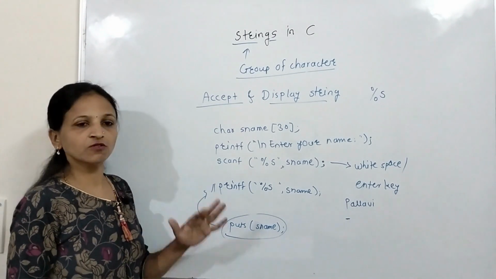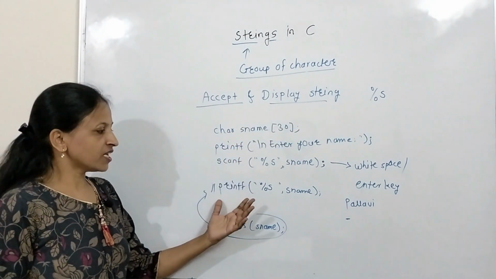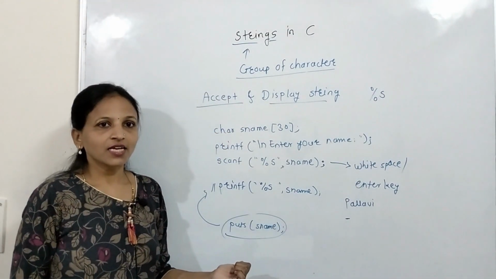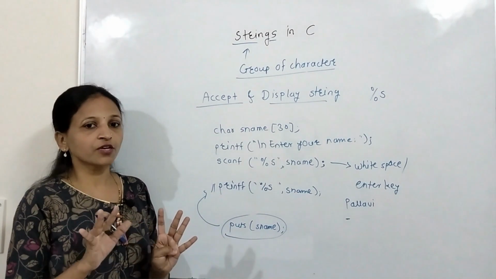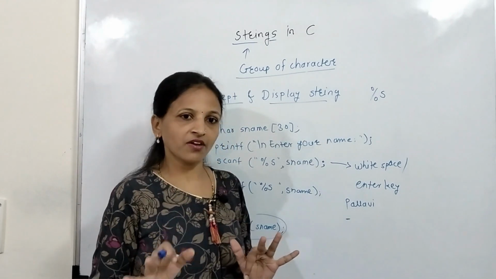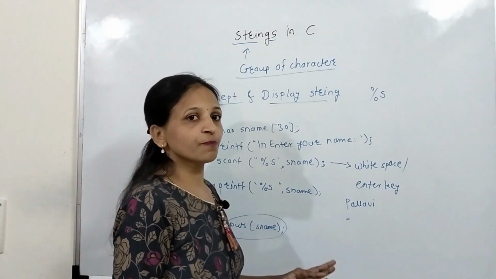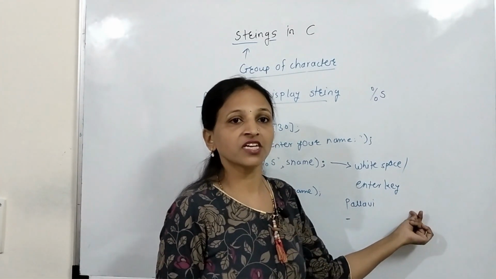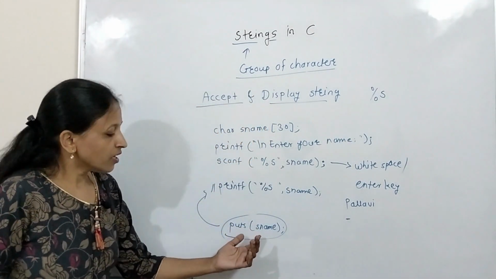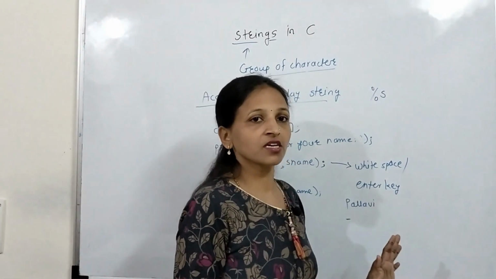For accepting a string, we can use either scanf or gets. For displaying a string, we can use printf with the format specifier %s, or puts. Now, what are the differences? Using scanf you cannot enter a string having white spaces. Using gets you can enter a string having white spaces. And what is the difference between printf and puts? If you are using printf to display a string, then after displaying it the cursor remains on the same line. If you want to shift it to the new line, you have to explicitly put \n. If you are displaying a string with the help of puts, then after displaying it the cursor gets automatically shifted to the new line.